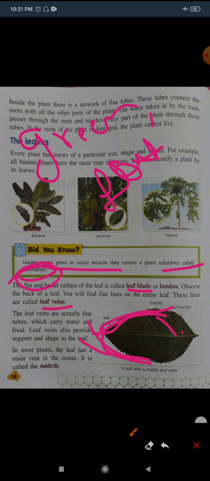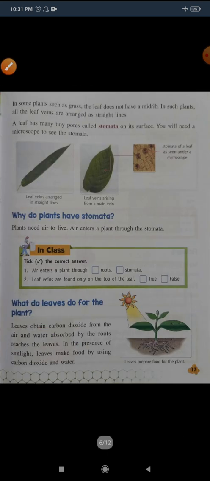See this fine line on the entire leaf. These lines are called leaf veins. And these leaf veins are actually fine tubes which carry water and food. Leaf veins also provide support and shape to the leaf, and in most plants the leaf has the main vein in the center, and that is called the midrib. Now I think you understood the function of the leaf also.